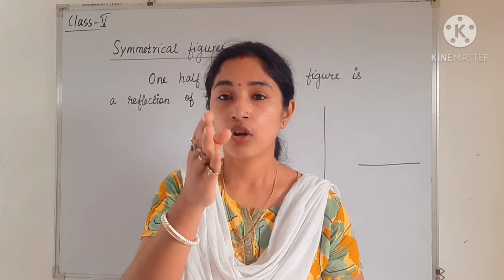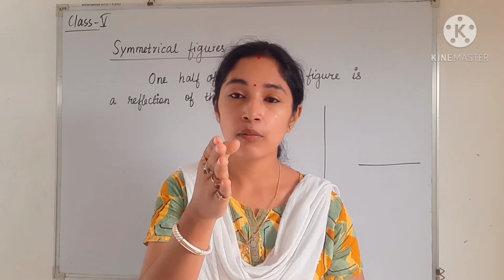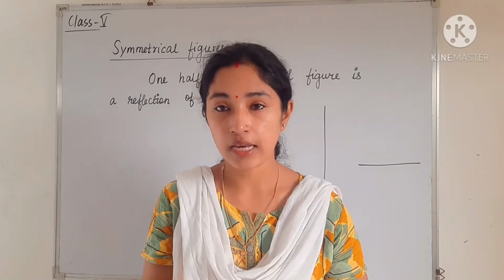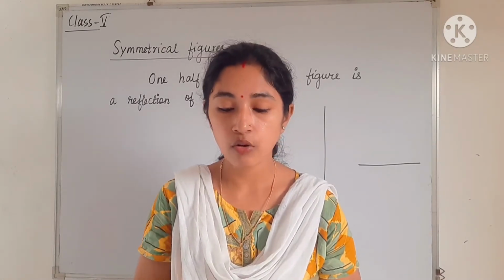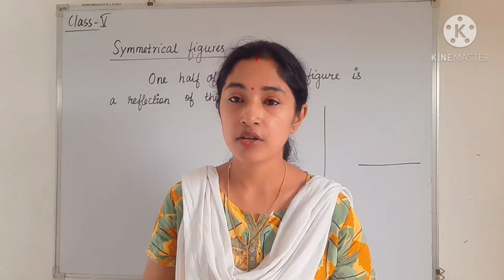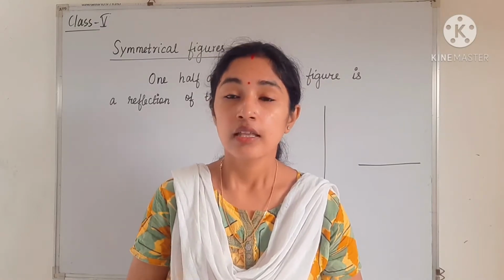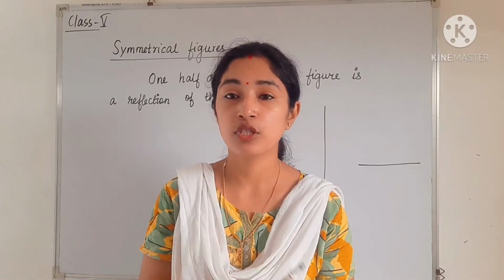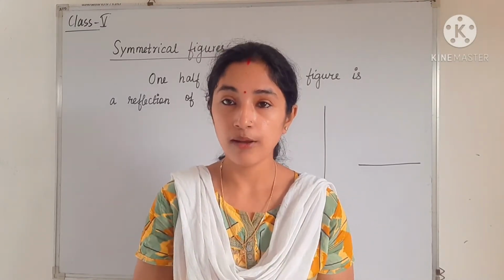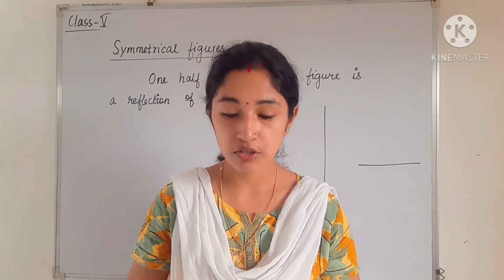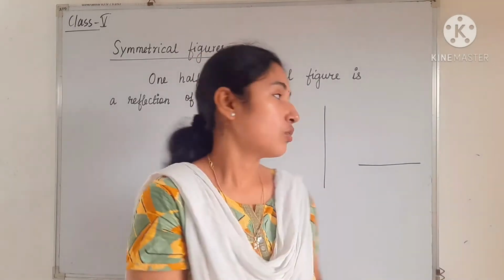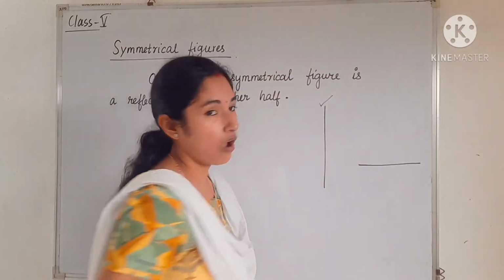So you have to draw a line of symmetry. That line may be vertical or it may be a horizontal line. In the case of the owl we have to draw a vertical line, that will be the line of symmetry. So which is the line of symmetry? The line which divides an object into two equal parts, exactly similar parts, is called the line of symmetry. So in the owl you have to draw the line of symmetry exactly in the middle.